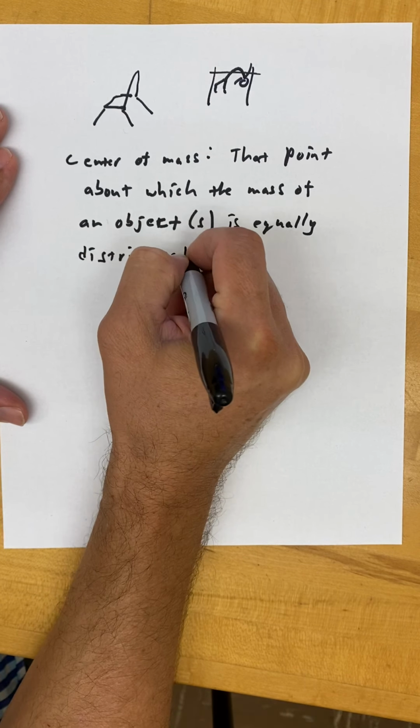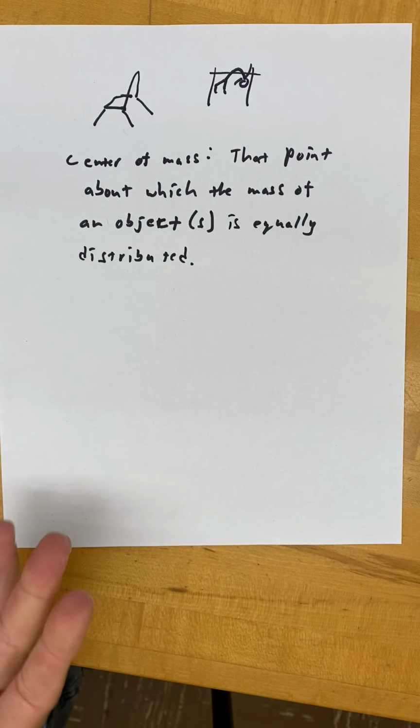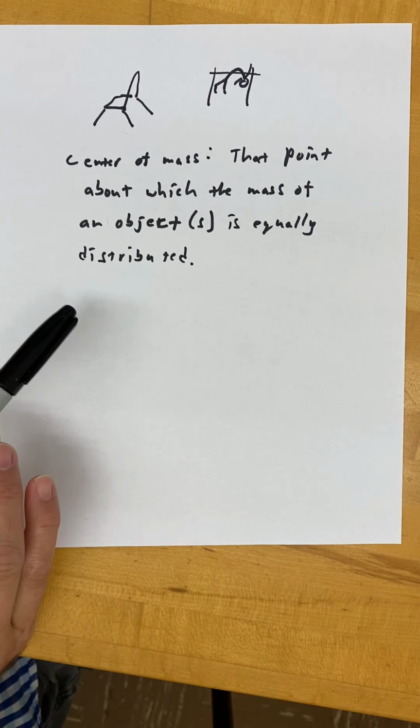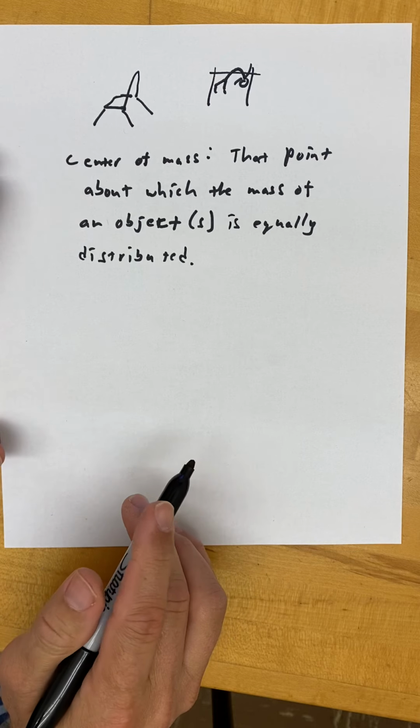To this point, when we've talked about motions of objects and collisions, we've talked about them as if they're point masses. But very soon we're going to have to start dealing with what happens to extended objects when they move or they fall or they get struck by other things. Turns out the center of mass has a lot to do with characterizing the subsequent motion. So we need to figure out what it is. So in English, it's that point about which the mass of an object is equally distributed.